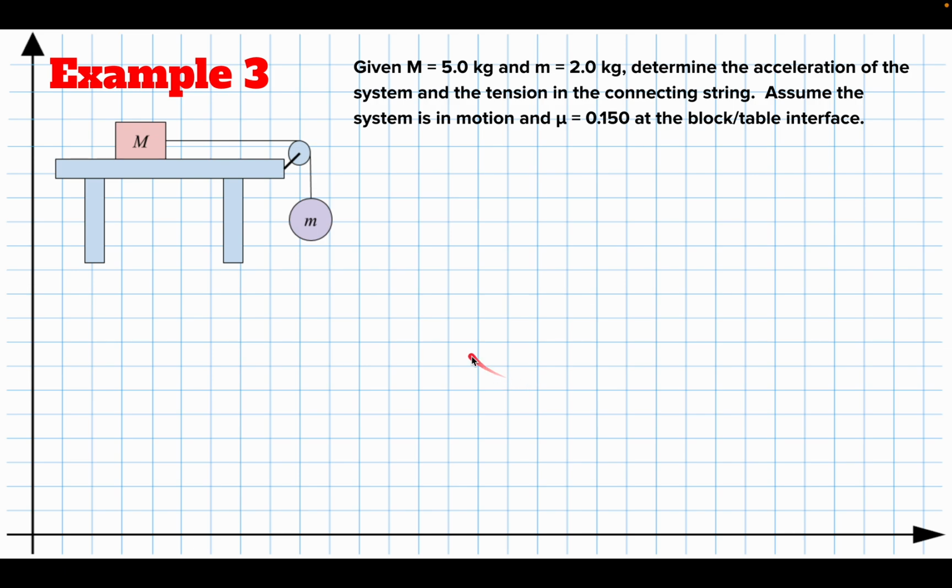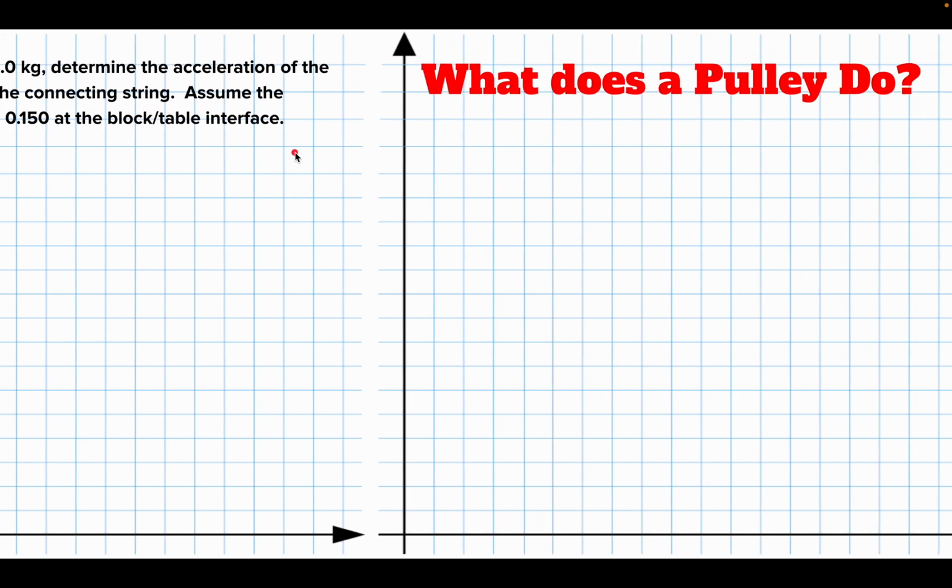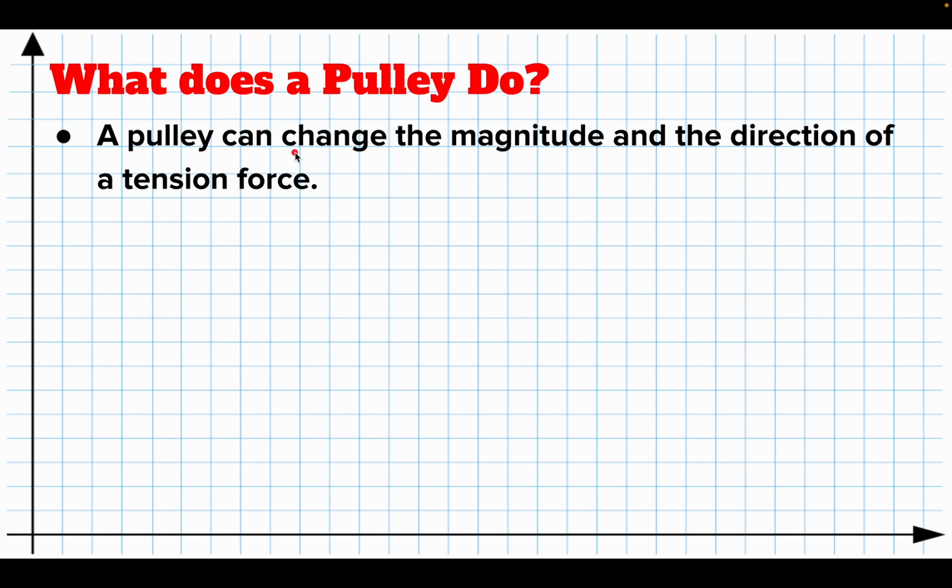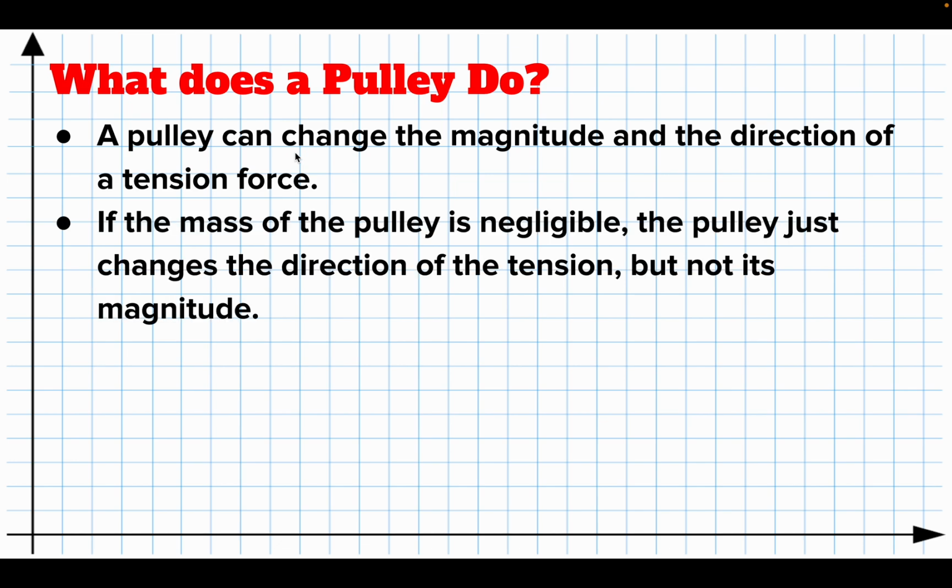All right, on this next example of a coupled system, we're going to look at what happens if you have a pulley. So this pulley here is used to take the string, which is attached to the big M mass, and connect it to the little m mass. And so the question is, what exactly does a pulley do?